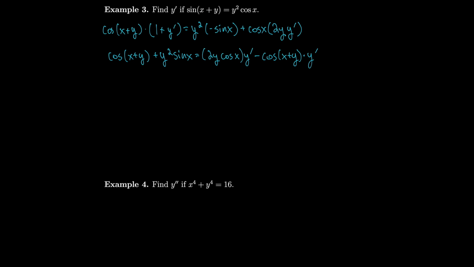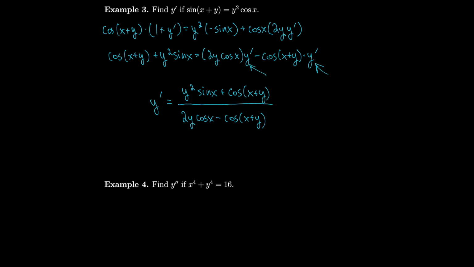So then we just divide. We get that y prime must be equal to y squared sine x plus cosine of x plus y, divided by 2y cosine x minus cosine of x plus y. So you see, whenever you have these guys on the same side like this, you can just factor them out. So you get this mess, and then you just divide by it.